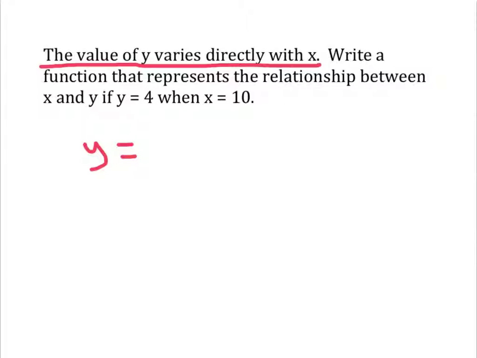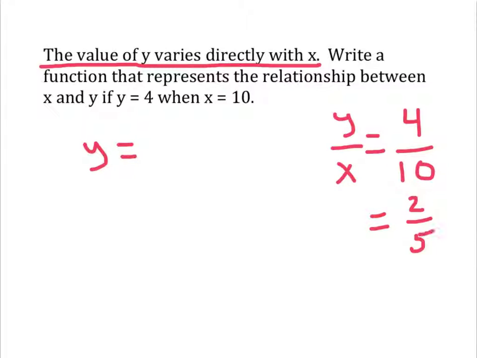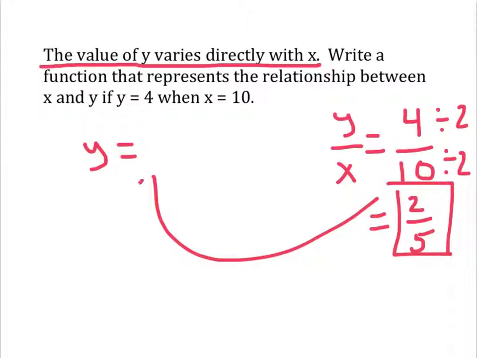But then what we need to do is we need to figure out what y divided by x equals. So we know y is 4 and x is 10. And that can be simplified to 2 over 5. Because if we divide the top by 2, the bottom by 2, we get 2 over 5. So that means we're going to take this value and we're going to write it right here. We're going to say 2 over 5x. That is the equation.